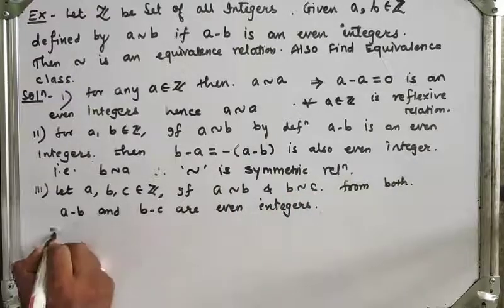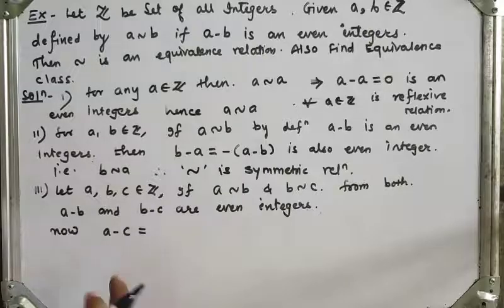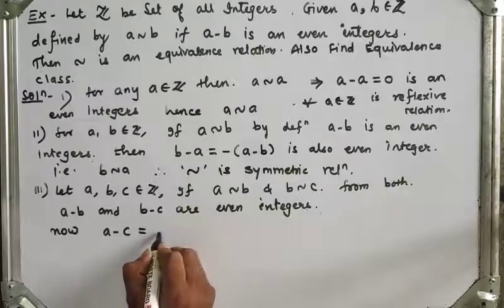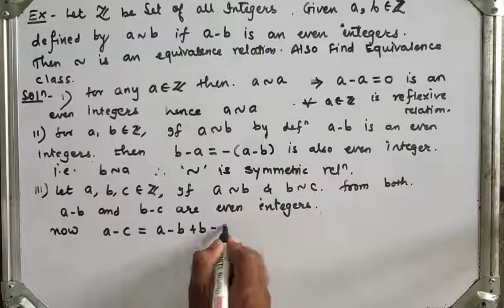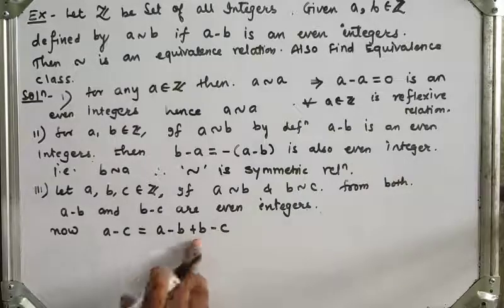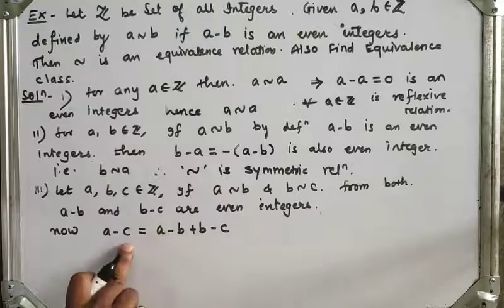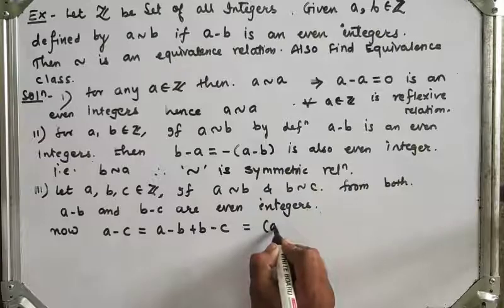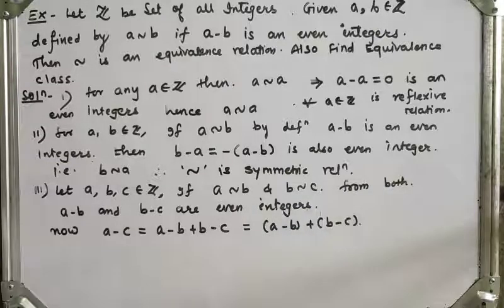Now a minus c can be written as a minus c. I will add and subtract b in both, so I will write a minus b plus b minus c. Here plus b and minus b will get cancelled, remaining only a minus c. So LHS is equal to RHS. So this can be written as a minus b plus b minus c.